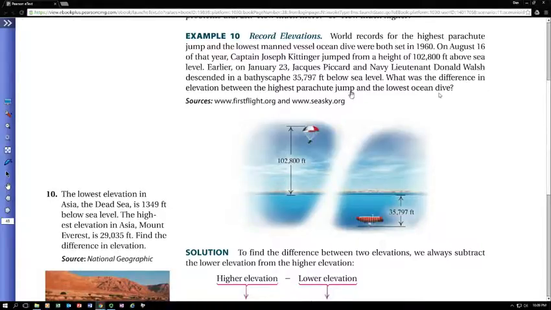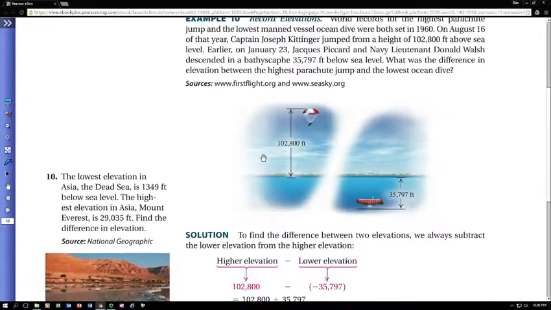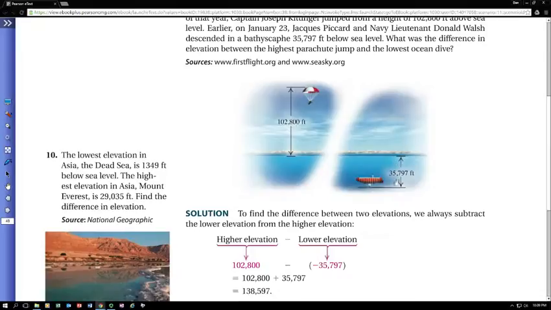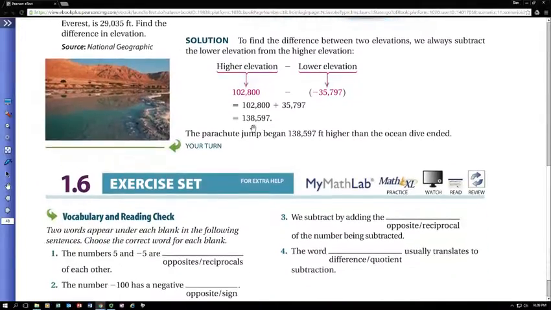What is the difference? Difference is that key word, of the elevation between the highest parachute and everything else. Now remember, we use signs, right? When we're talking about elevation up here, that's above sea level. We talk about that as a positive number, and below sea level is a negative number. So we'd end up with this subtraction of 102,800 minus, they're asking for a difference of this negative number, which then translates into this addition. So we add those two numbers and get 138,597 feet.